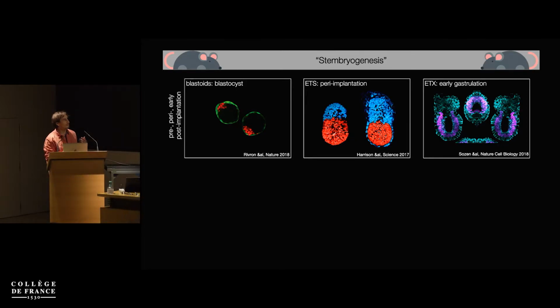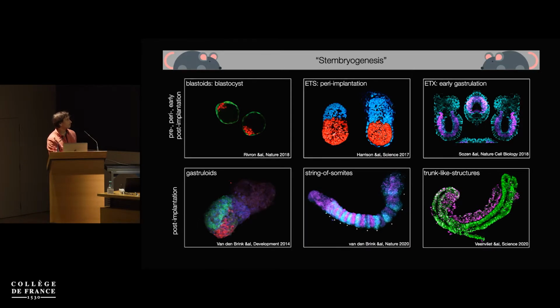We can model peri- and early post-implantation stages using these ETX embryos that not only take embryonic stem cells but combine them with also extra-embryonic stem cells. And then, most important for my talk, we can model post-implantation stages, and this was really pioneered by the lab of Alfonso Martinez Arias, who generated these structures called gastruloids in as early as 2014, which is basically an adaptation of the classical embryoid body protocol.